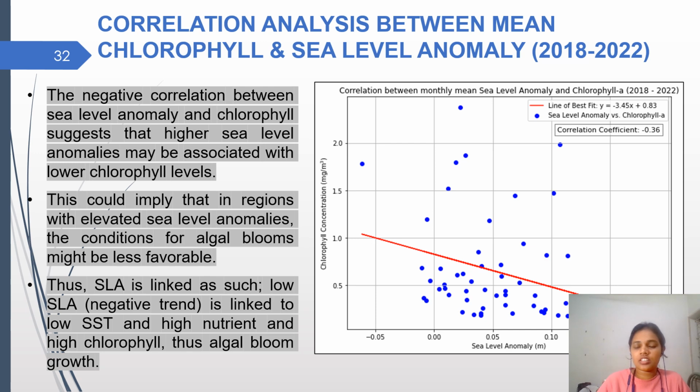So this is a correlation analysis plot done between the mean chlorophyll and sea level anomaly for the 5 years. We can see a negative correlation coefficient value, which indicates there is a negative trend between chlorophyll and SLA, which directly implies that in regions with elevated sea level anomalies, the conditions for algal bloom must be less favorable. So from the study, we can link that low SLA is linked with low SST, which will give high nutrients and high chlorophyll, thus the algal bloom growth will be high.